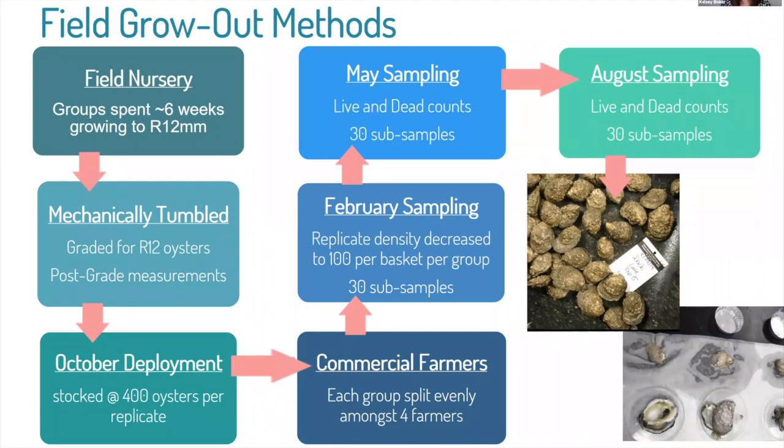And so this bottom right picture is an example of one of our response variables, which was condition index, where we took the whole wet weight of the oyster and weighed that out. Then we shucked it. We separated the tissue from the shell and allowed them to completely dry out. And then we took the dry shell weight and the dry tissue weight to be able to determine the meat to shell ratio.